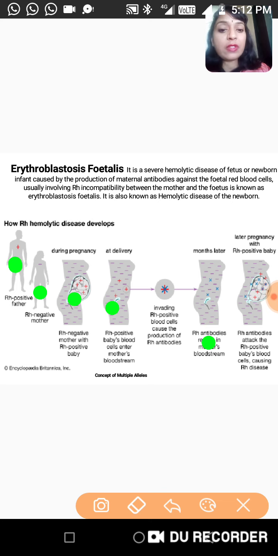So RBCs of such a fetus will start lysis, and all these dead RBCs get clogged in the liver of such a fetus, and so there is liver failure, liver cirrhosis occurs, and because of that and because of the lysis of the RBCs, the death of such a fetus occurs in the womb. So this is a possibility often observed in case of a Rh positive man marrying a Rh negative woman. That condition is called erythroblastosis fetalis.